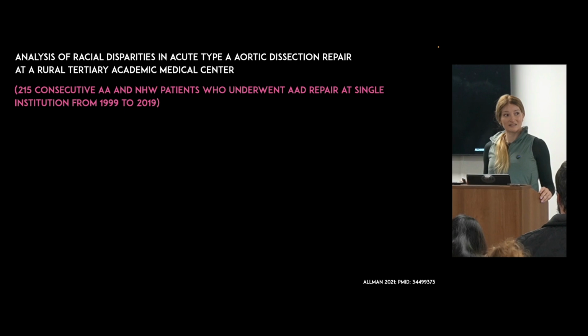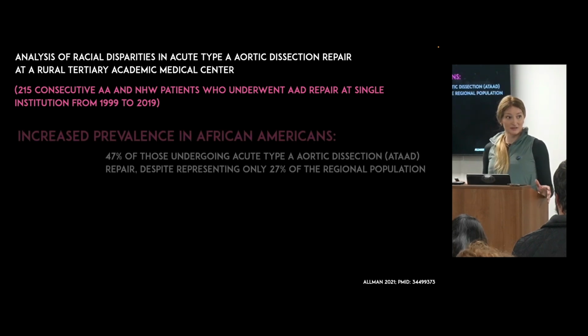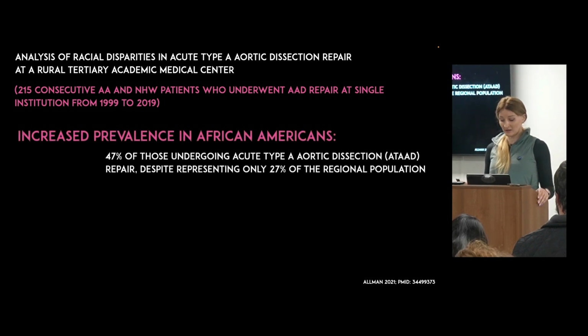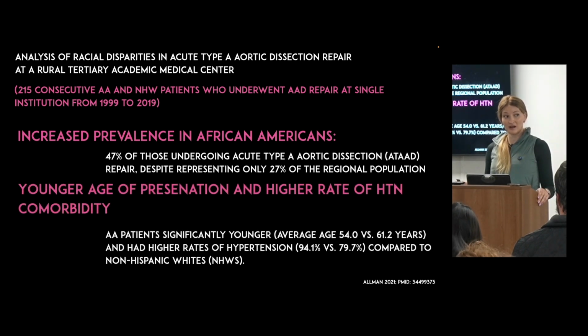So for our one slide, every time I see these kinds of studies, I'm surprised, but also not surprised because there seems to be a very big consistency. This was a study that looked at type A dissection repair, and they found that there was increased prevalence in African Americans, and they had a younger age of presentation and a higher rate of high blood pressure comorbidity.